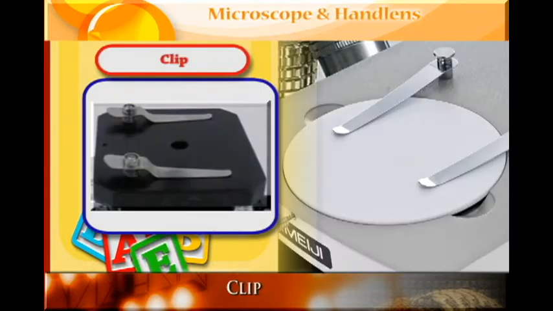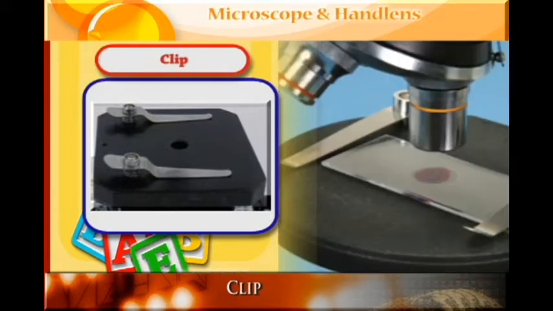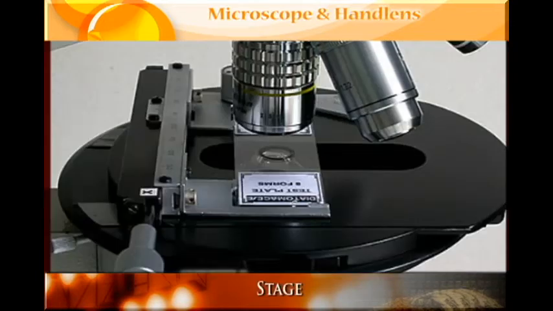Then we have the clip. The clip just keeps the slide firm on the stage. The clip is on top of the stage, and when you put on your specimen, you can hold the specimen using the clip so that it is held firmly onto the stage. And on the stage is where we place the specimen. You put your specimen on the stage and then you can observe it through the eyepiece.